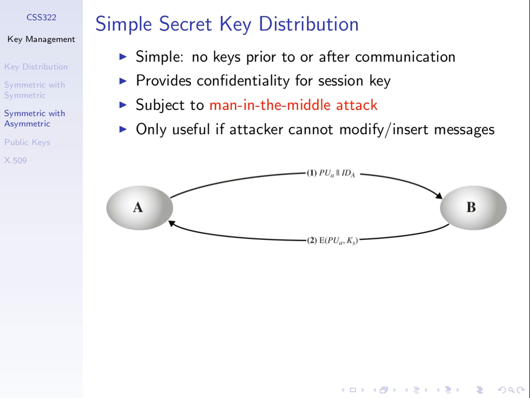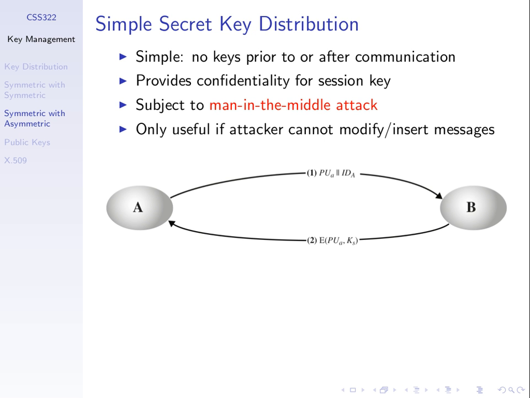We need some way to verify that a public key actually belongs to that user. Our problem here is that when B receives this, it receives a public key, but it doesn't belong to user A, it belongs to someone else. We need some other way to verify that.